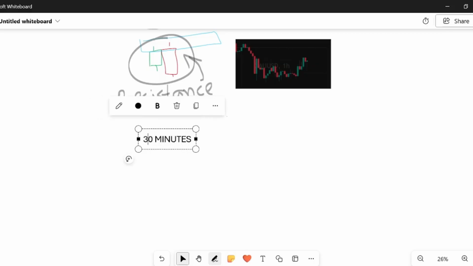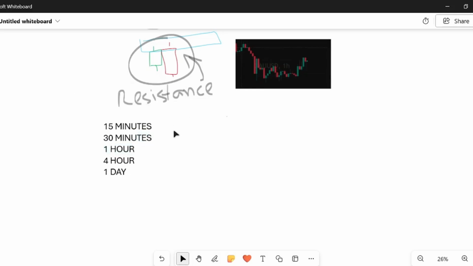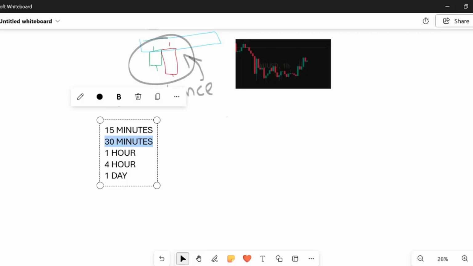But we also have the 15-minute time frame. Then we have the 1 hour candles, 4 hour candles, and 1 day candles. So these are the time frames that we're going to be focusing on when it comes to the SRC strategy. I prefer to trade the 30-minute time frame because you have very strong confirmations and you have patterns forming where you can take a trade and all that.